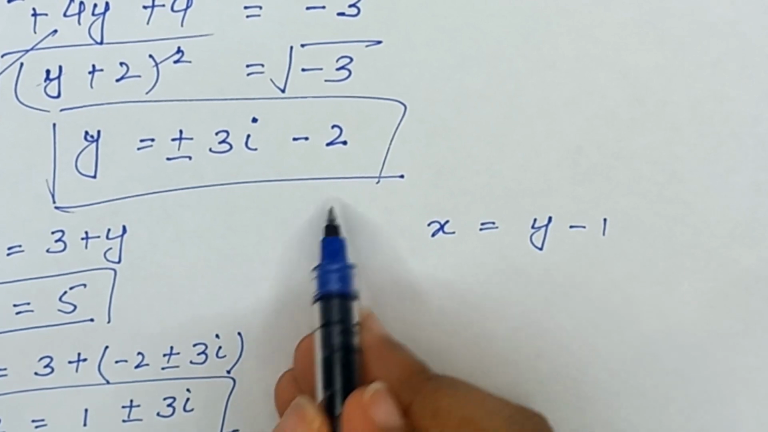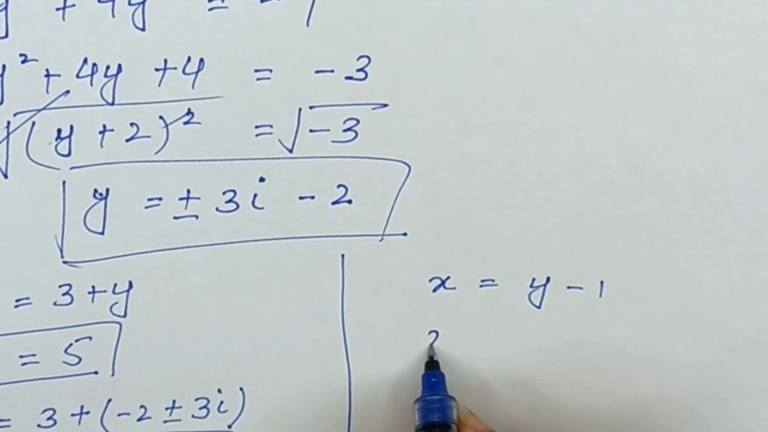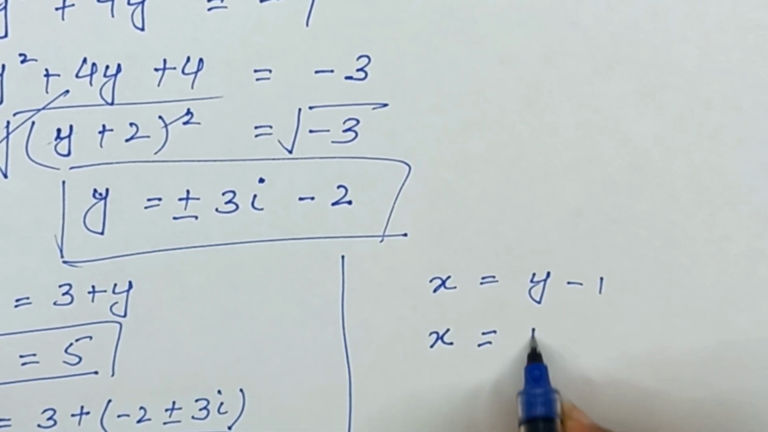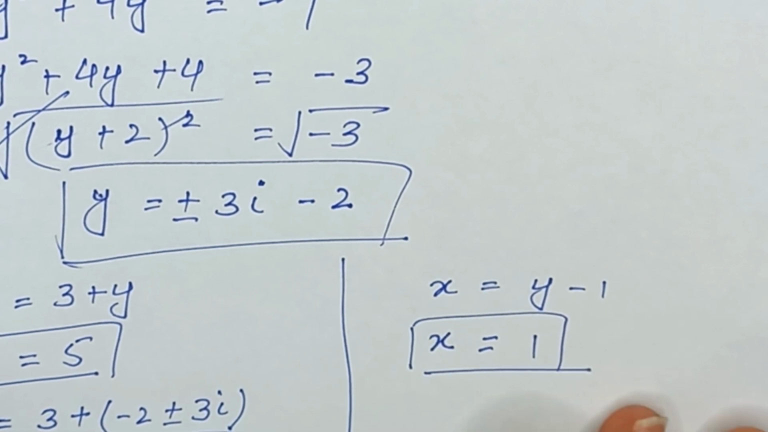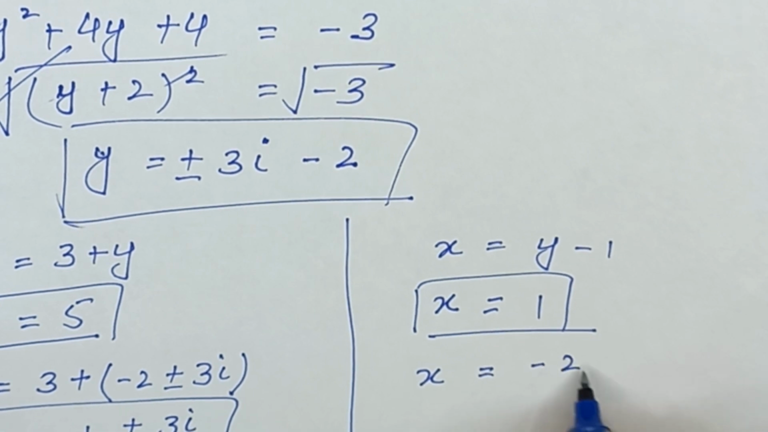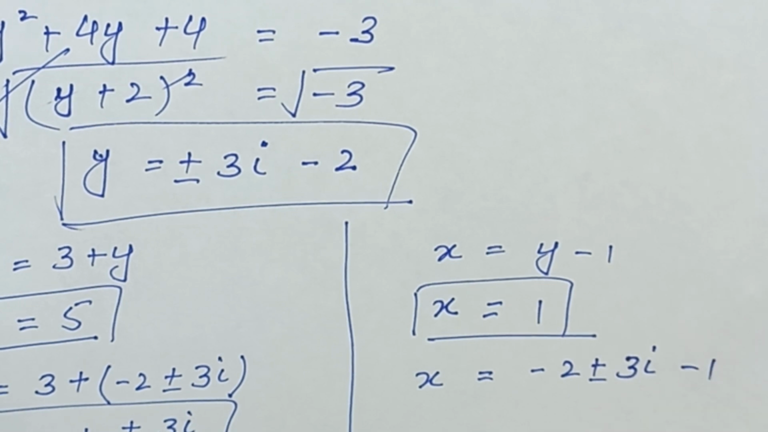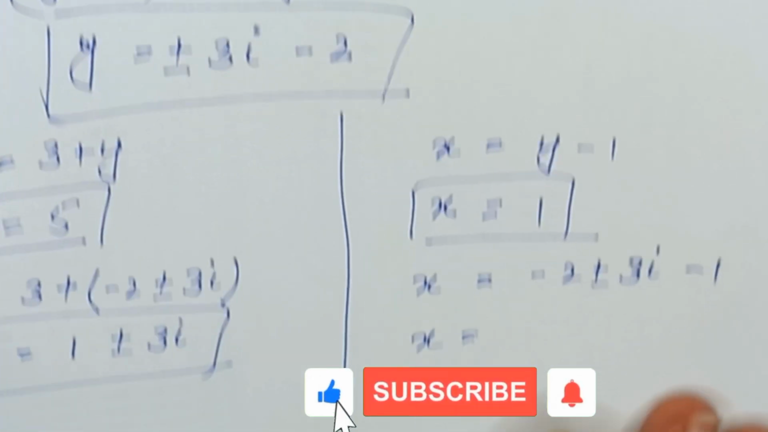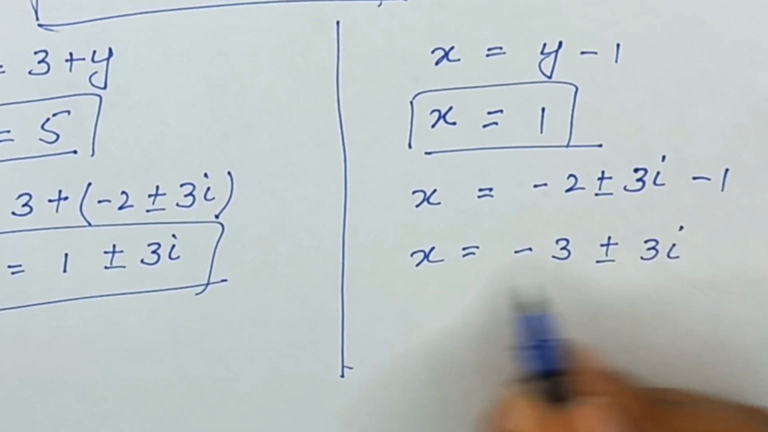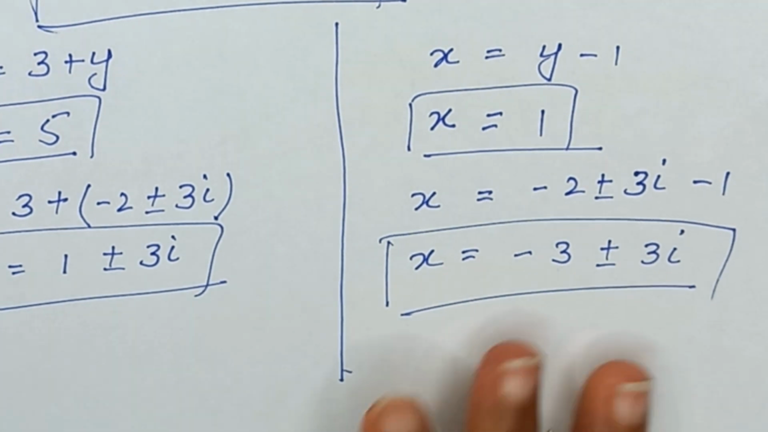Now we will find the values of x by substituting the values of y here. So first of all, I will put here the real root, which is 2. So 2 minus 1 will be 1. So x is equal to 1. And x will be equal to negative 2 plus minus 3 iota, and this negative 1. So it will be x is equal to negative 3 plus minus 3 iota. So these are the values of x.